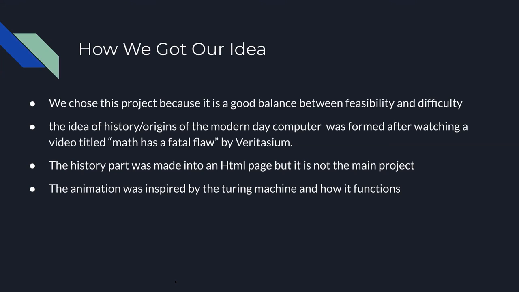The history part was made into an HTML page, but it is not the main project. For the Python project, we decided to make an animation of a basic Turing machine with Python Turtle. The Turing machine functions by reading, rewriting, and moving along a strip of zeros and ones. Inside it contains the instructions on what to do and an end for an output. The machine's instructions can also be copied onto other Turing machines.